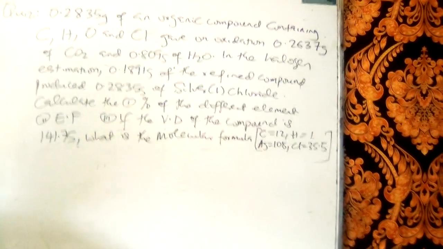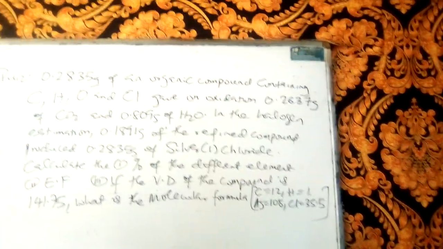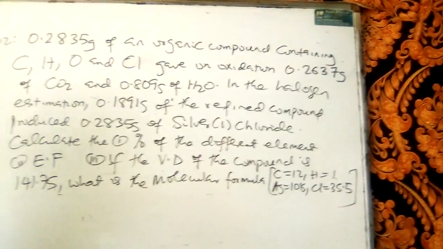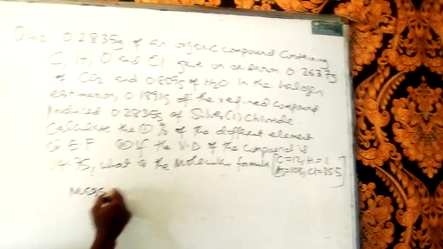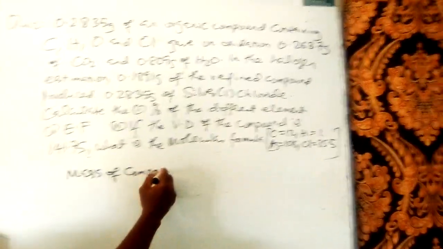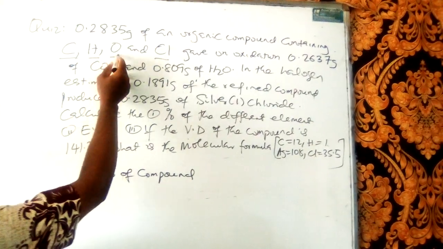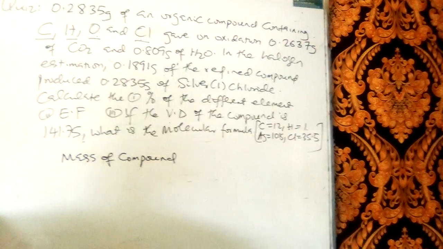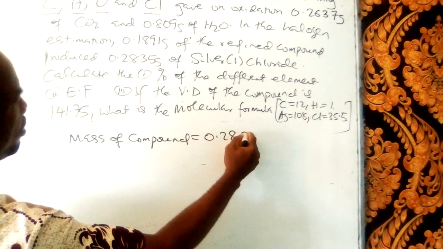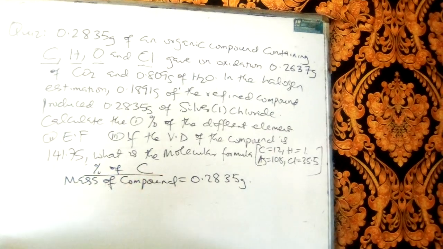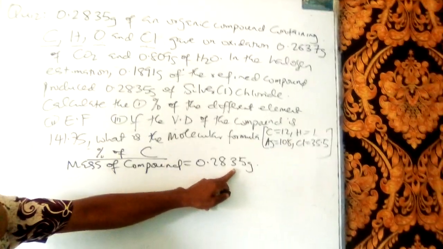Okay, to solve this problem, we're going to find the percentage of the elements one after the other. We're going to start with carbon first. The same way we solved the former example, write the mass of the organic compound. Obviously, this compound is not a hydrocarbon because I see 4 elements, apart from carbon and hydrogen, I see oxygen and chlorine. So mass of the compound is 0.2835 gram. So we want to find the percentage of carbon in the compound.